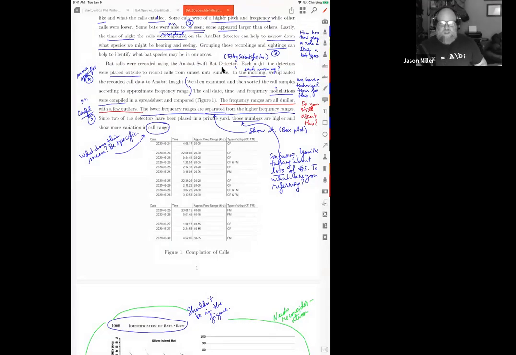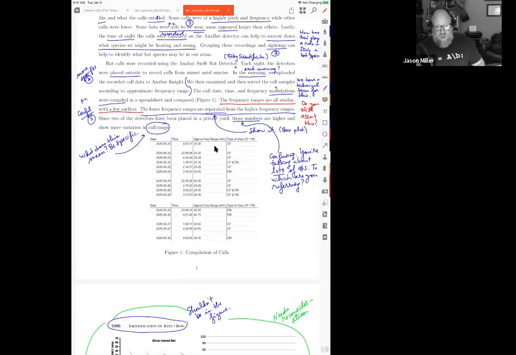So modulations, I think you can find a better word. Were compiled, passive voice, right? In a spreadsheet and compared. So I didn't catch this the first time. Compared what? Right? This is kind of hanging out there.